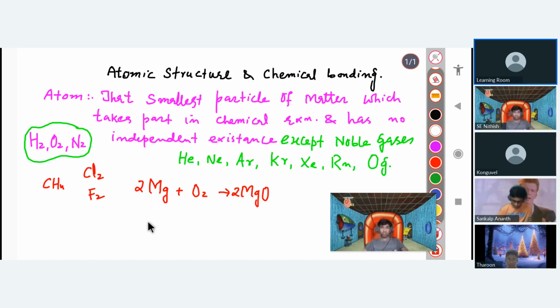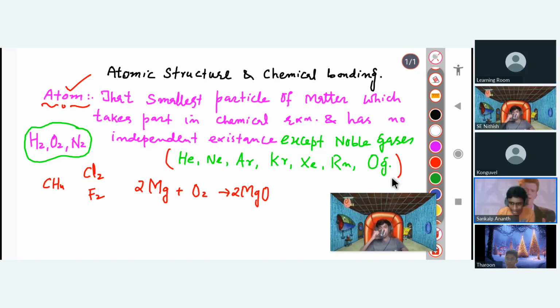Yes, in the case of metals, the atoms exist in the form of a metallic bond. There is a metallic bond between the metal atoms, so they exist together. So this is what an atom is. How can we define an atom? It is the smallest particle of matter which takes part in chemical reactions and has no independent existence except noble gases. Noble gases can exist independently because they are stable.